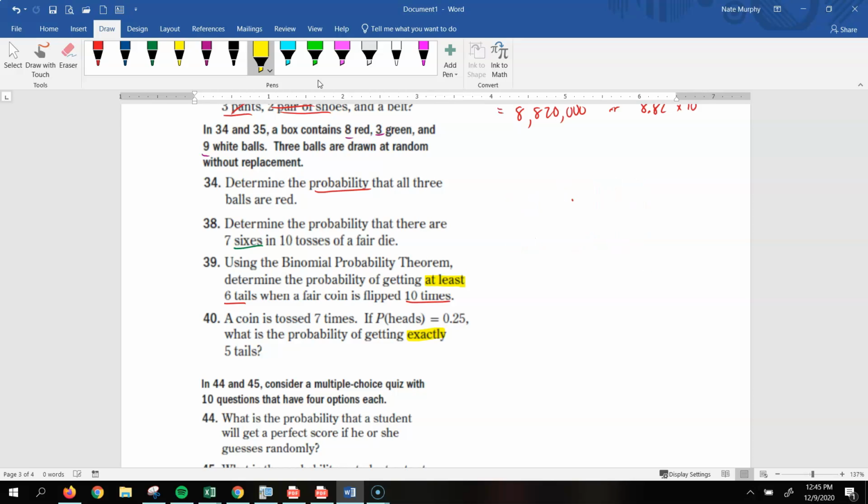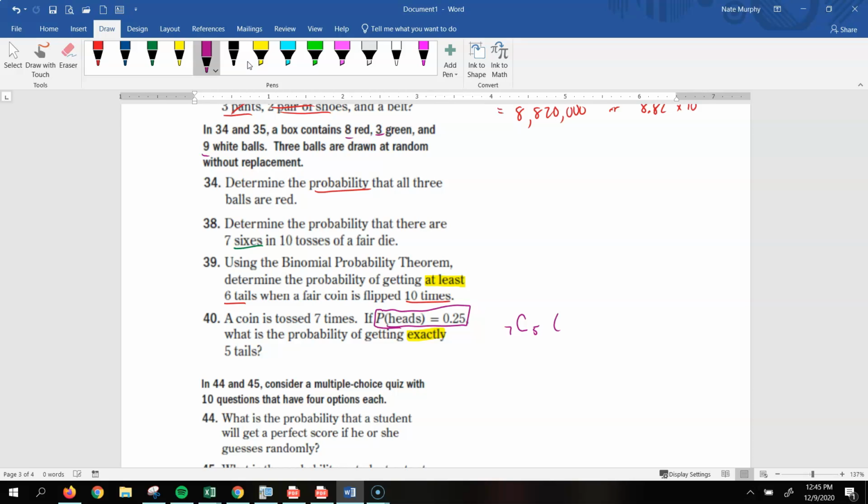All right, so let's see how we would do that. We're going to flip a coin 7 times. We want to find the probability of getting exactly 5 tails. So we do 7 choose 5. The probability of heads. Now here's where you've got to be careful. Those of you that asked a question on this one, I'm guessing this is where you got it wrong. The probability of getting heads is 0.25, but we want to find the probability of getting exactly 5 tails.